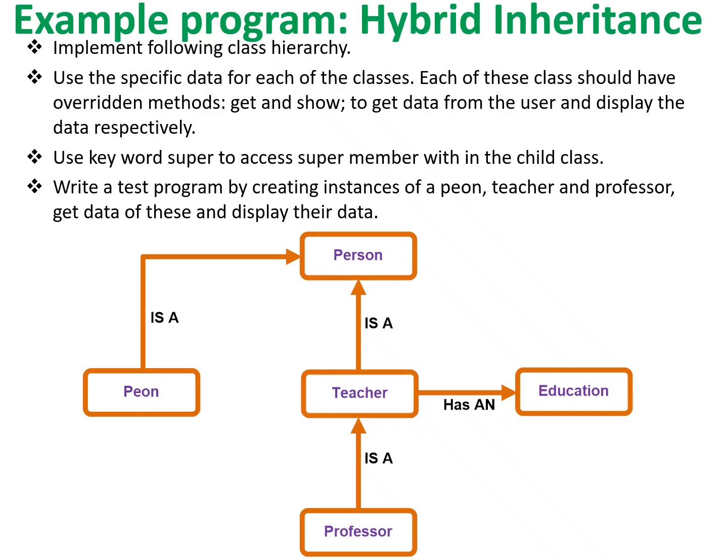Here in the diagram, we have more than one inheritance class combined together. Person and Form class is a single inheritance. Person, teacher, and professor is a multi-level inheritance. And then education, teacher, person is also a multi-level inheritance. Hybrid inheritance is when more than one inheritance type is combined, according to the given values.